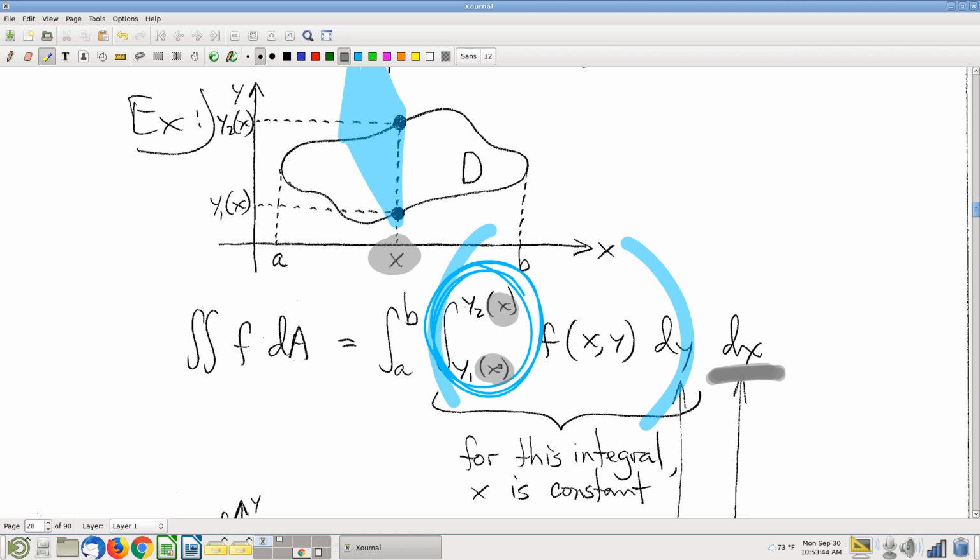It looks like a function. We're going to treat it like a constant. Yeah. Cool.